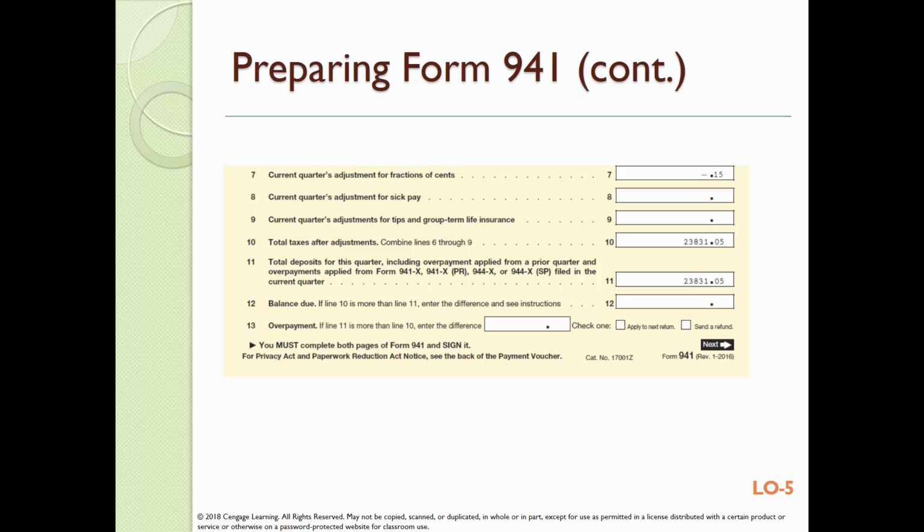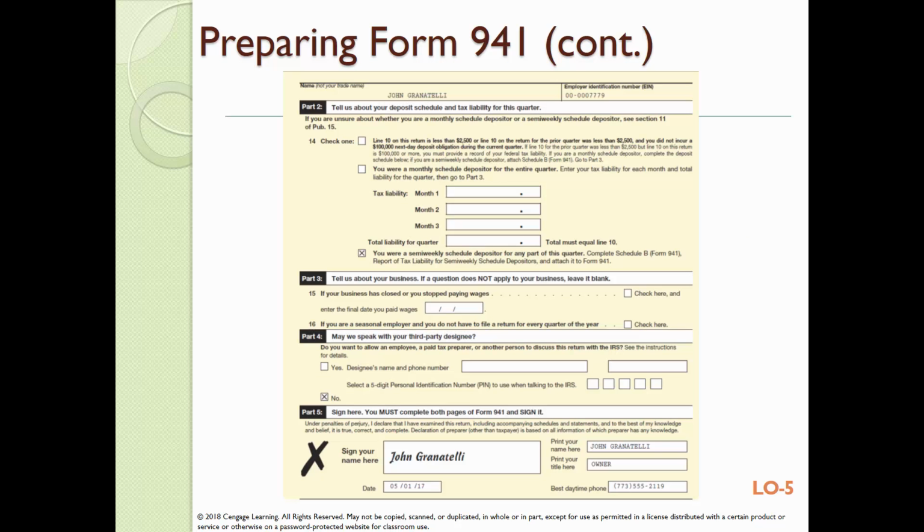At the bottom of this front page, I'm not going to go into line 7 right now, but let's just say line 6 and 10 are the same. Line 11 are my deposits. If I owed $23,831 during the quarter, do you think that I'm probably monthly or probably semi-weekly? I would guess semi-weekly. That's a chunk of change. So I've been depositing basically every 3 or 4 days, right? All quarter. Then on the second page of the 941, oh, I don't know why they didn't do that.